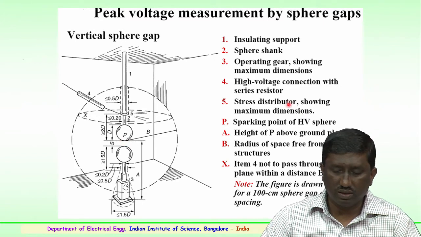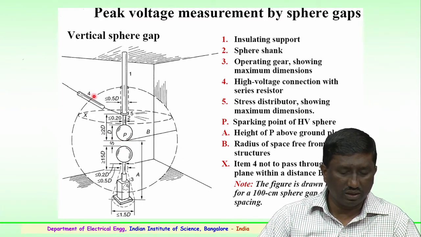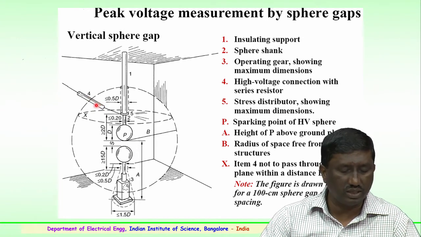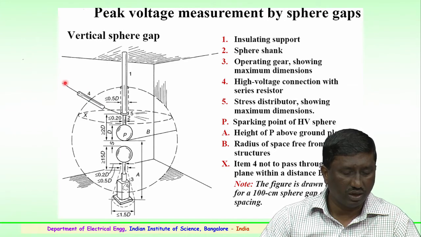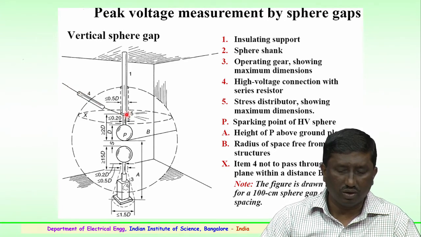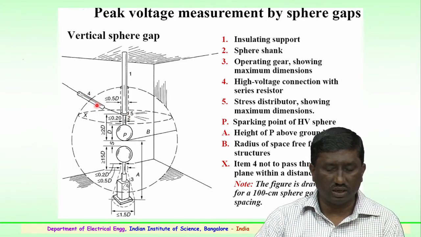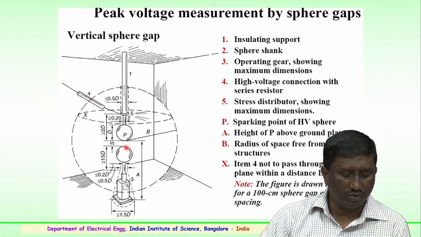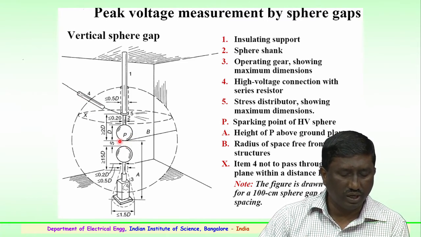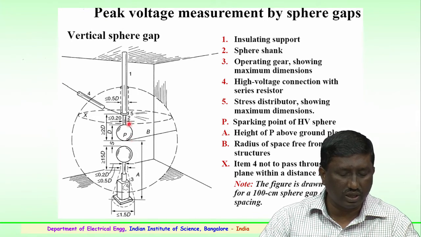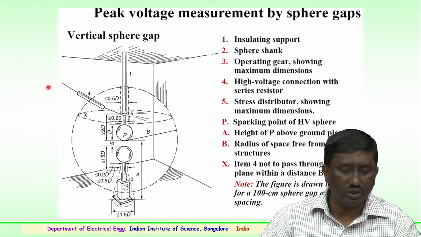So, the high voltage connection is given here with the help of a series resistor. This high voltage connection is connected to a metallic end of the shank, and we have a series resistor. This series resistor is important in case of flashover: the pitting on the spheres is avoided, and during the flashover the current will be limited to the source.